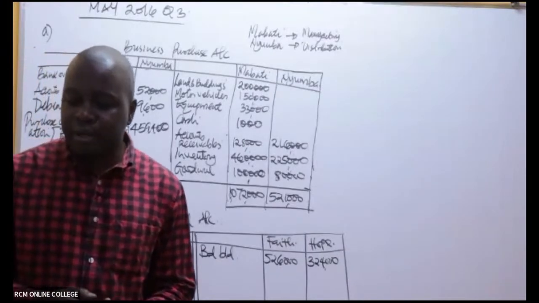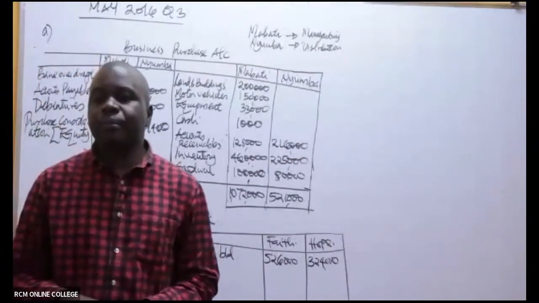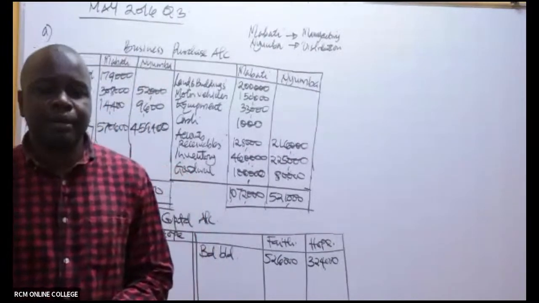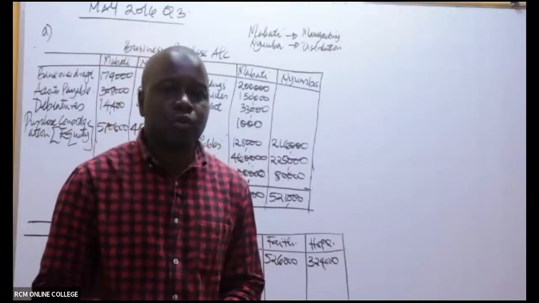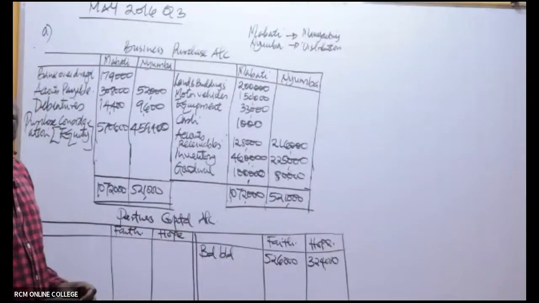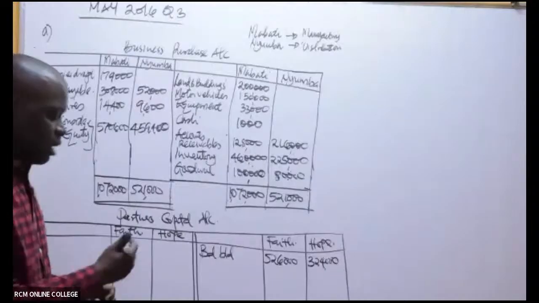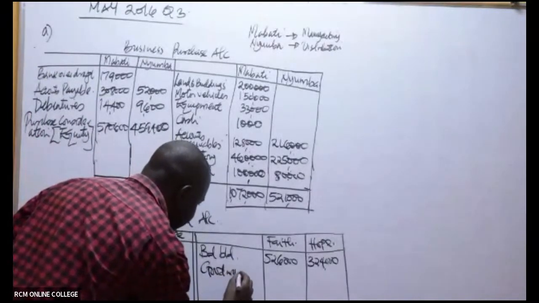And the goodwill, you're given there in note number 1. We're told for the manufacturing business, it is 100 million. And of course for the other business, which is distribution, it is 80 million. So in total here, we have a goodwill of how much? 180,000. So you have a goodwill of 180,000.